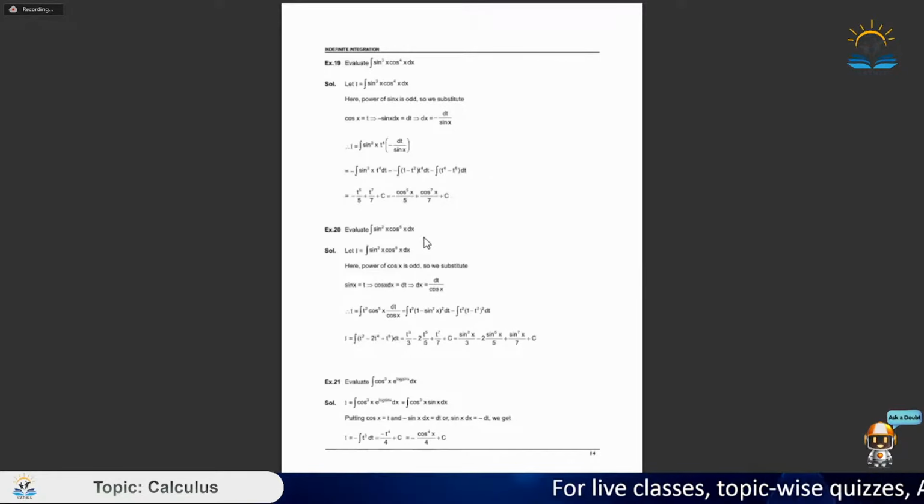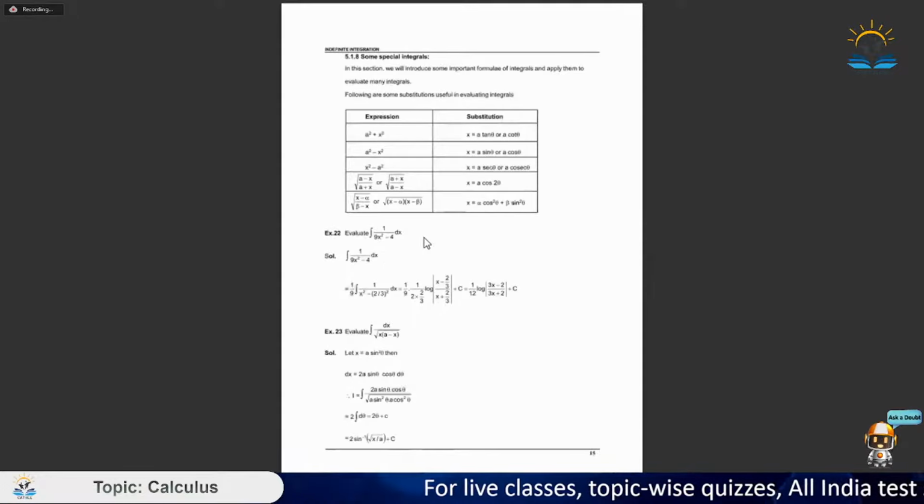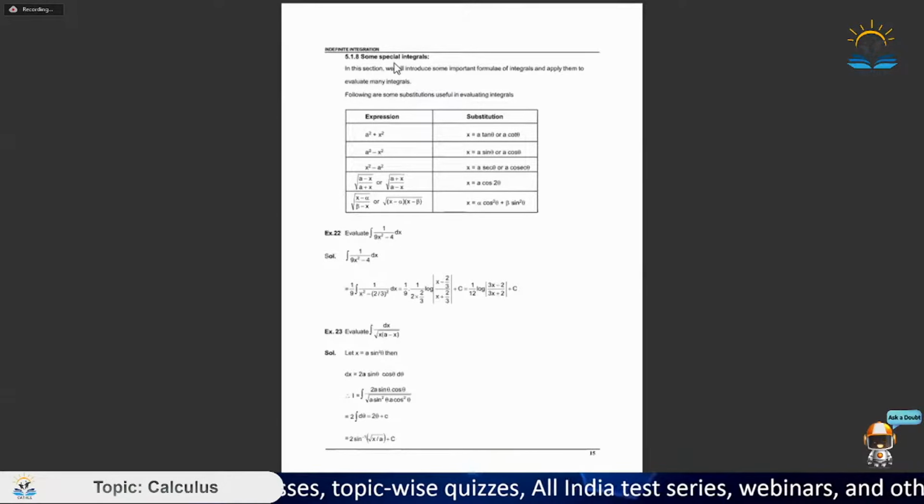This was the basic trick for this form of integration. So now we have learned seven forms of integration. Let us take a look at the next form. Okay, eighth form, some special integration.